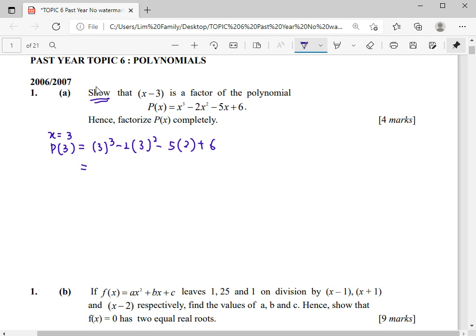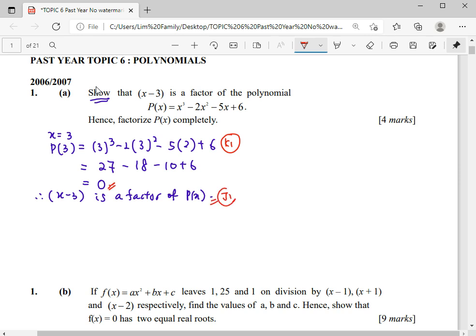After we substitute, you'll notice that we show it one by one. This calculation will bring us to 0. So when it equals 0, only then can we come to the conclusion that the bracket x minus 3 is a factor of our polynomial P(x). So this is how we show something: substitute the value into the polynomial, get 0, and then write the conclusion.